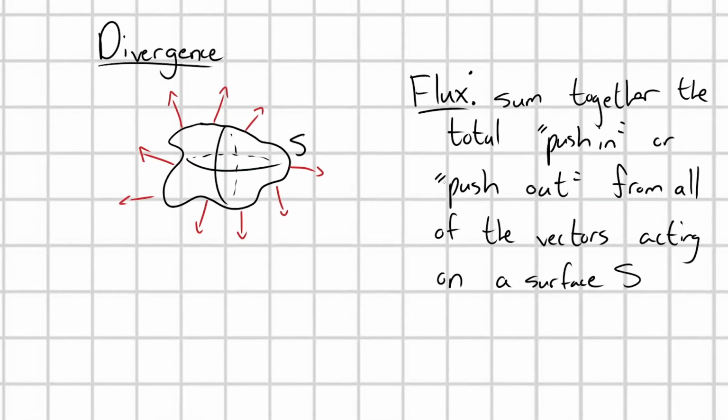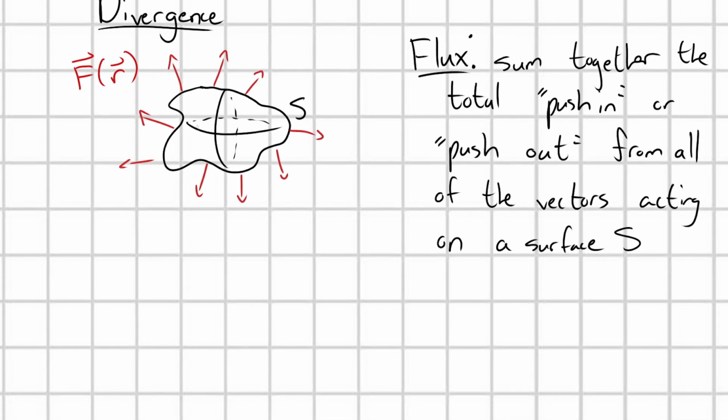Okay, and let me go ahead and call this field that I'm working with F as a function of my position r, okay? And so, it's actually very easy to define flux. All that you really need to do is imagine that you have little infinitesimal patches that this surface is comprised of.